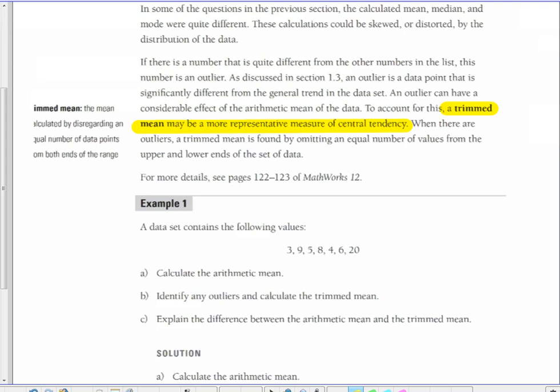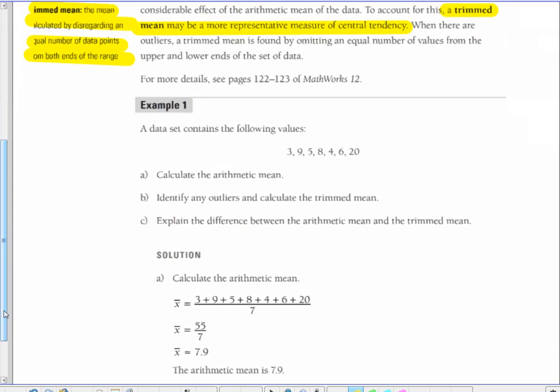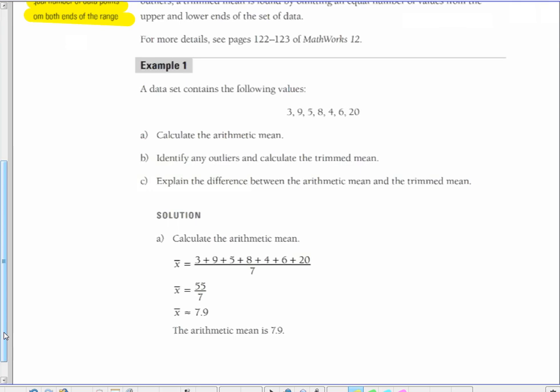Okay? So a trimmed mean is the mean calculated by disregarding an equal number of data points on both ends of the range. Often we'll exclude the largest and the smallest number when we find a trimmed mean. They have an example here, but we're going to jump and do our own example. Really quickly, you can see they found the mean, but if we want to trim it, which one of these numbers is an outlier? For sure, 20. Yeah, 20 is obviously an outlier. But usually we like to take one from the top and one from the bottom.